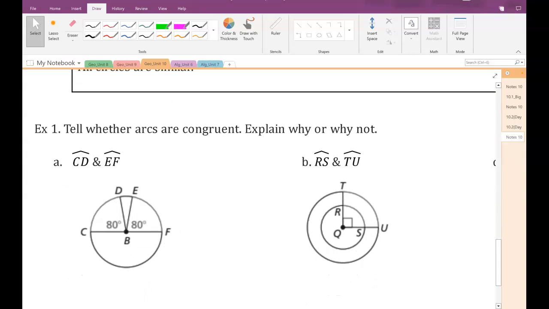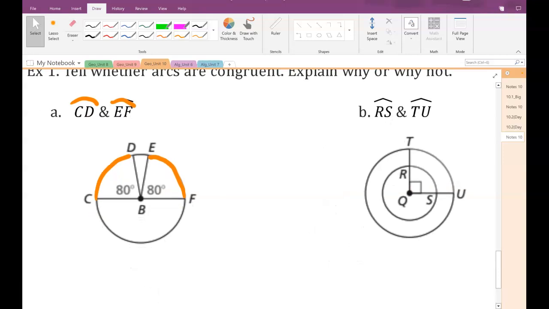So, just 3 quick examples on the bottom now. We're going to go through and tell whether the arcs are congruent and give a brief explanation why or why not. The first one we're looking at is arc CD and arc EF. We can notice that they're both in the same circle, and they both have a central angle of 80 degrees. So yes, these two are congruent. And you could explain this by just stating the theorem directly. We could say, yes, I just used the 10.4 theorem.